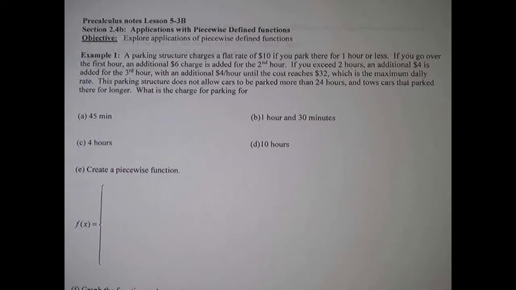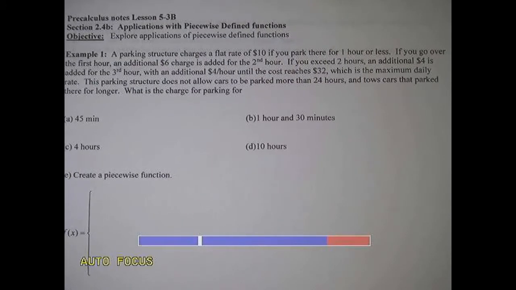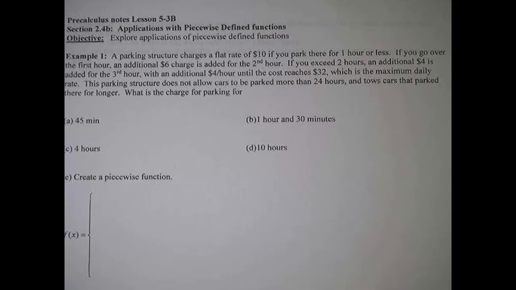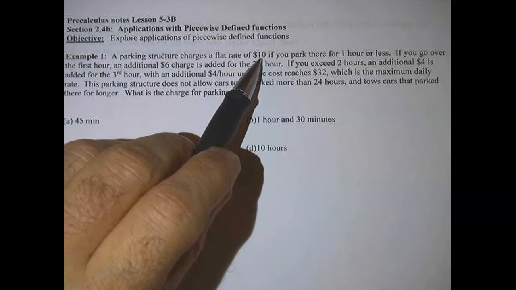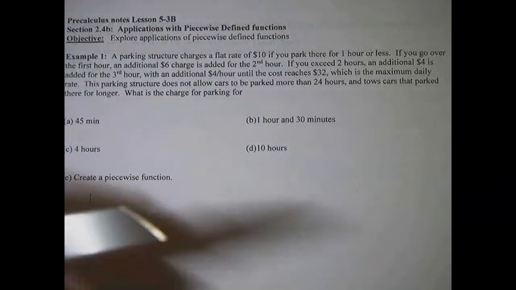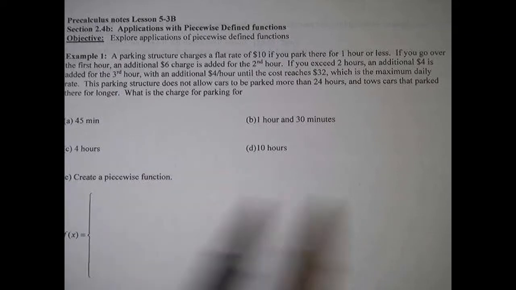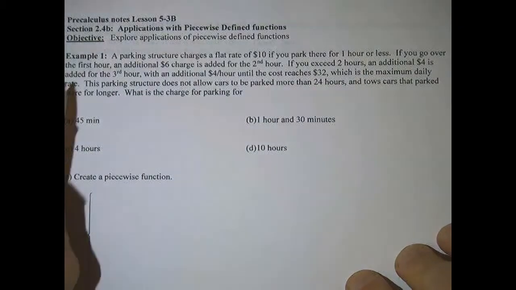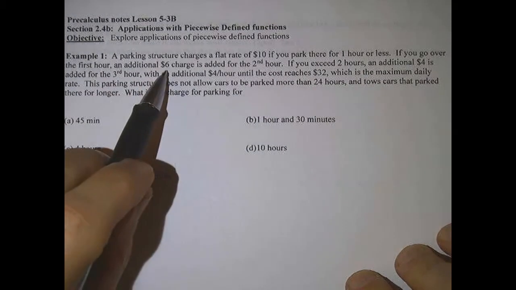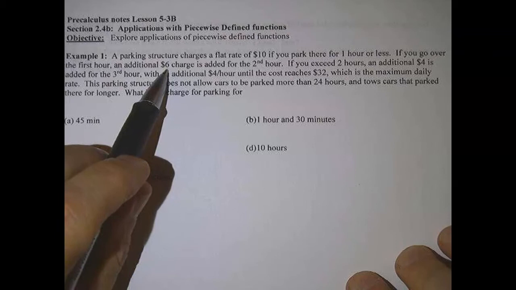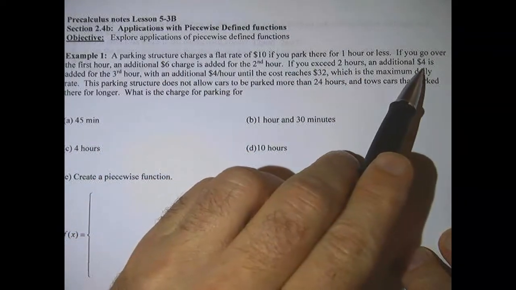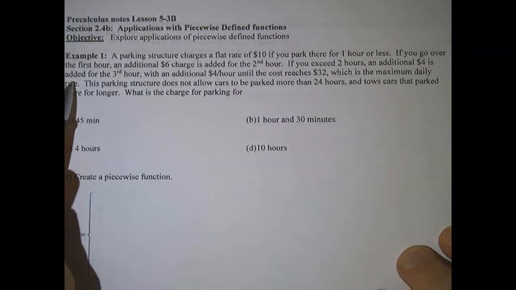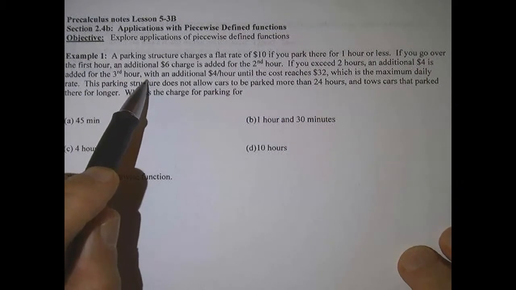Let's read it carefully. This is a parking lot problem. A parking lot charges a flat fee of $10 if you park there for 1 hour or less. So as soon as you enter, you pay the $10, and as long as you don't go over an hour, you're paying $10. If you go over the first hour, or you start into the second hour, you're going to get an additional $6 charge for the second hour.